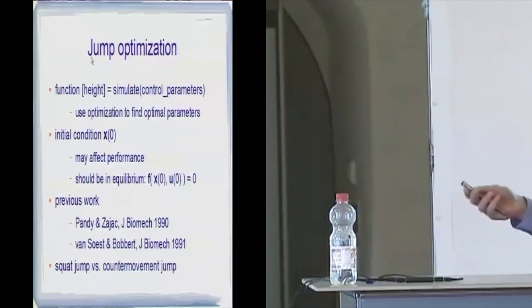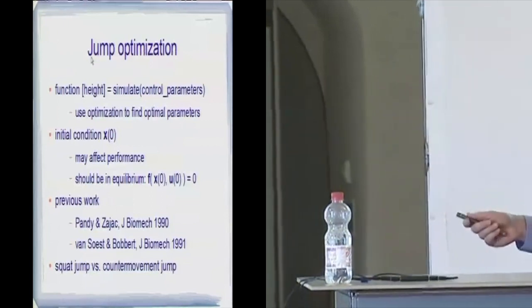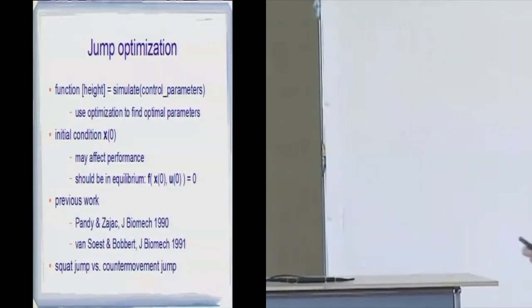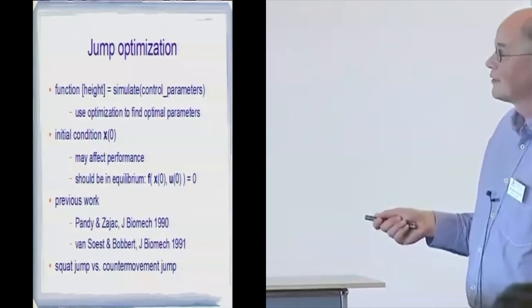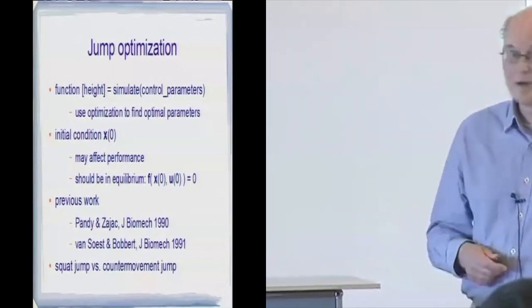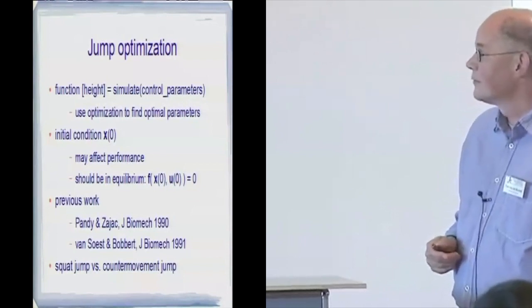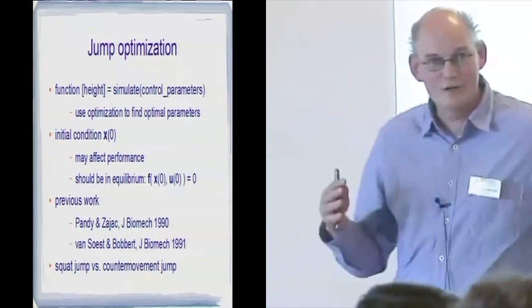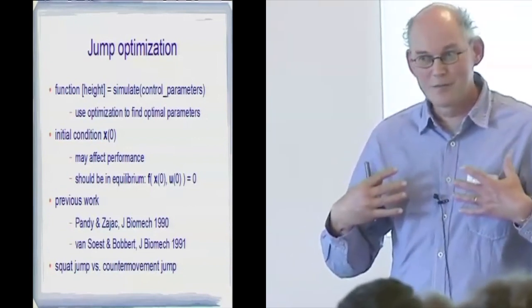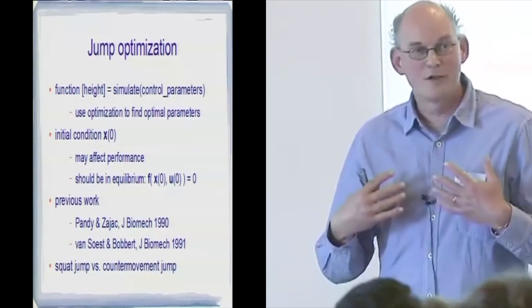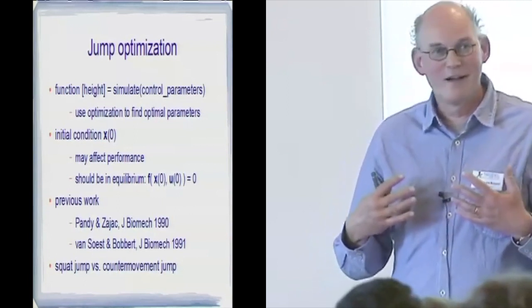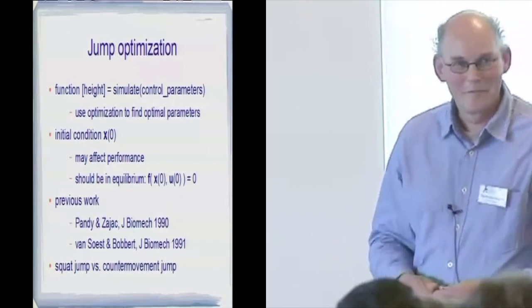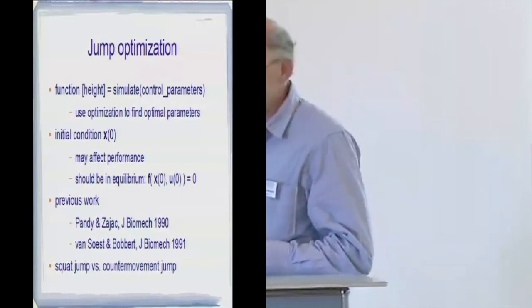You need to be careful with your initial conditions because that may affect performance. I think it should be in an equilibrium if you want a fair starting point. And there's lots of previous work on this problem as well that you should look up. I think one unsolved problem is the squat jump versus counter movement jump. If you start out from a standing posture, the optimal strategy should be to go down and then to go up. Whenever I've tried that, all it did was this. It never found this and then this. So that might be an interesting optimal control problem to work on.